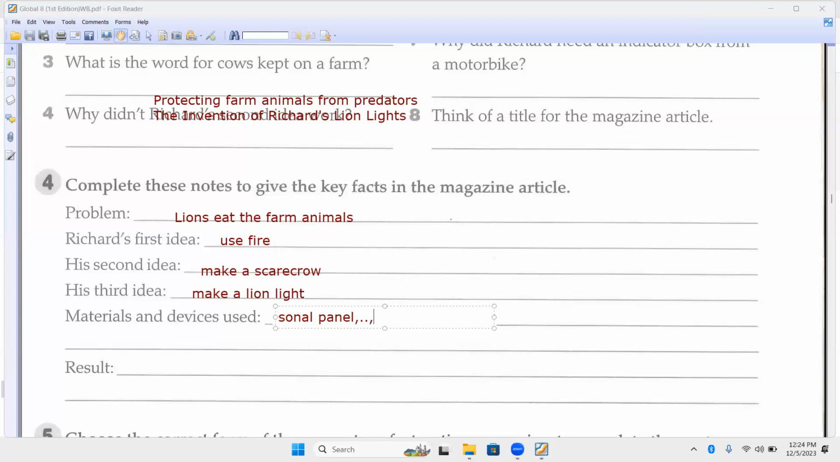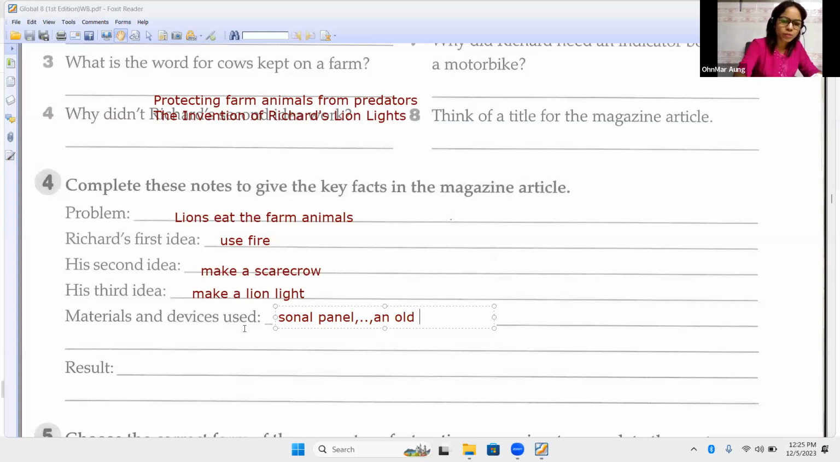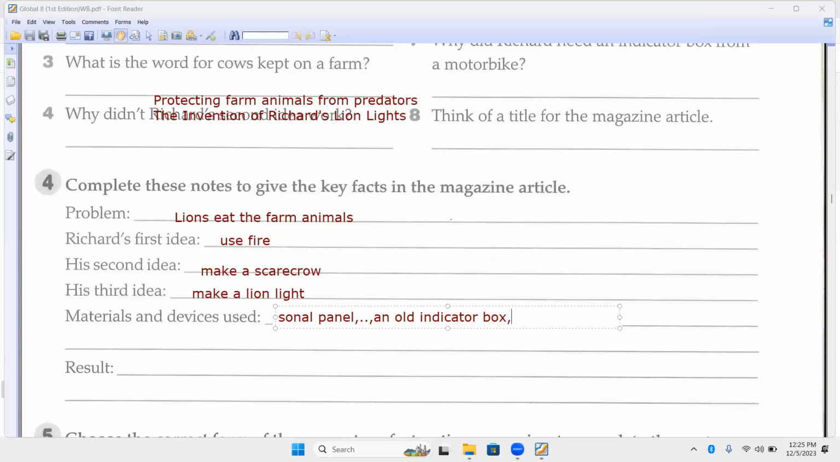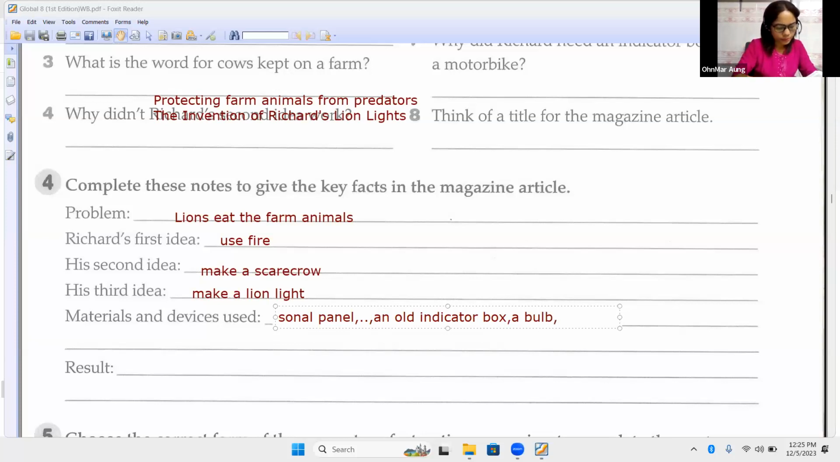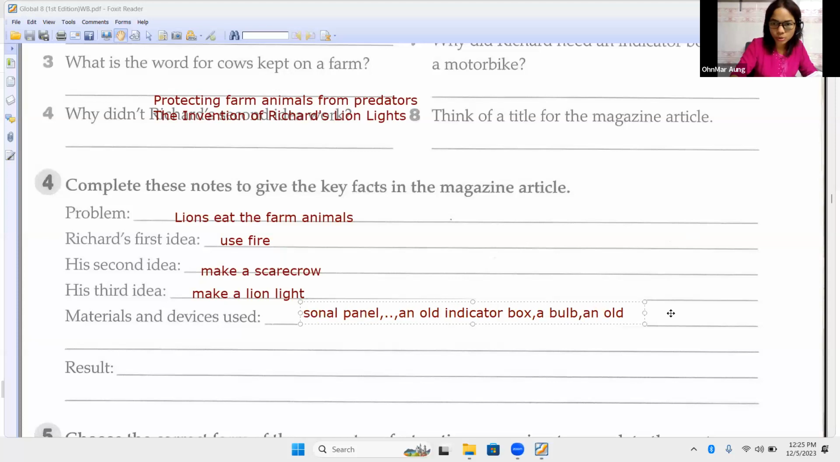Does it say transformer? Yeah, it's the same, I guess. He also connected the indicator box, which he called a transformer. Yes. So you could say an old indicator box. That is what he called. But the main one is an old indicator box. And what else? A bulb from a torch. A bulb. And old torch. T-O-R-C-H, torch. And old torch.